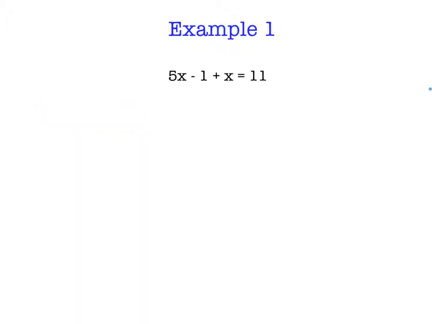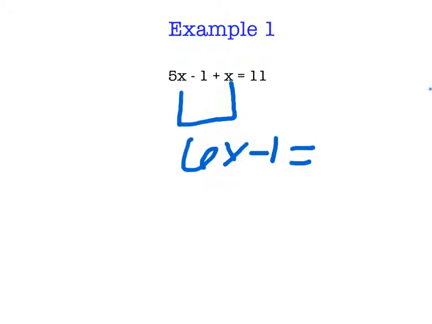Example 1 is 5x minus 1 plus x equals 11. The first thing you should do is see if there is more than one variable. So add 5x plus x, and you should get 6x. Remember, a variable with no number in front of it equals 1. So now you have a new problem, which is 6x minus 1 equals 11.